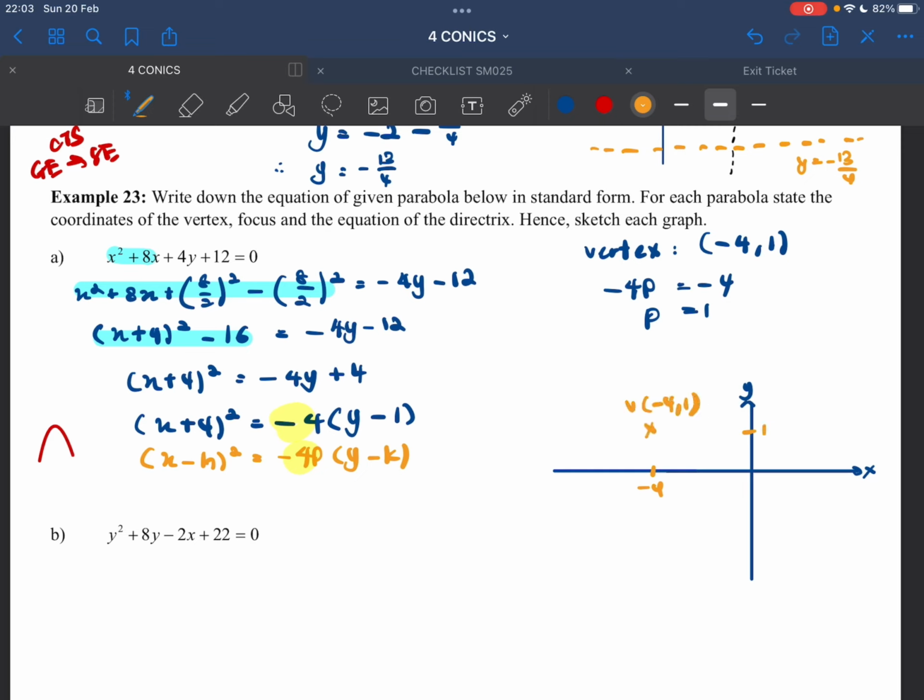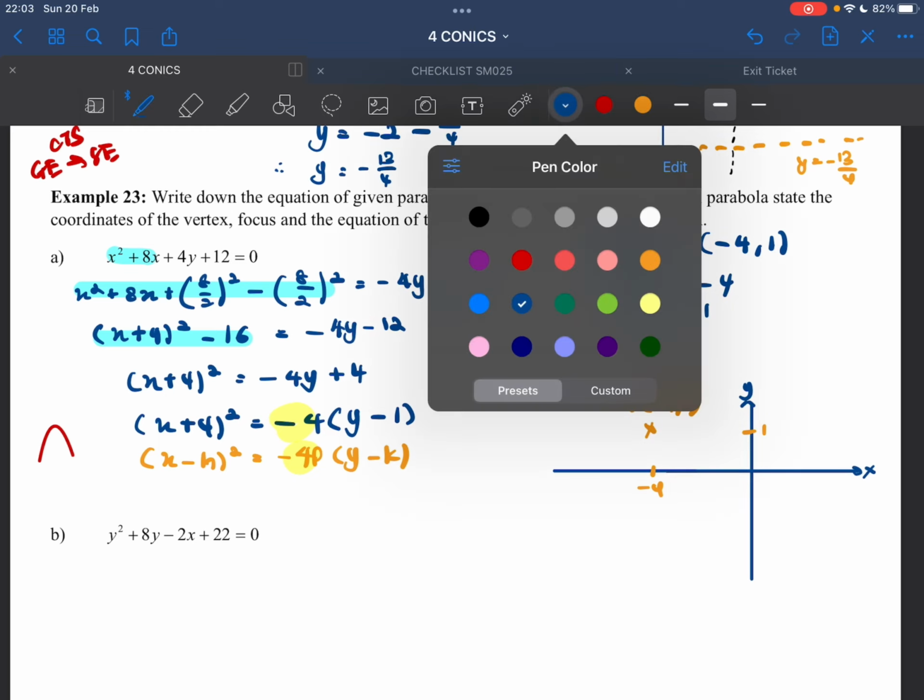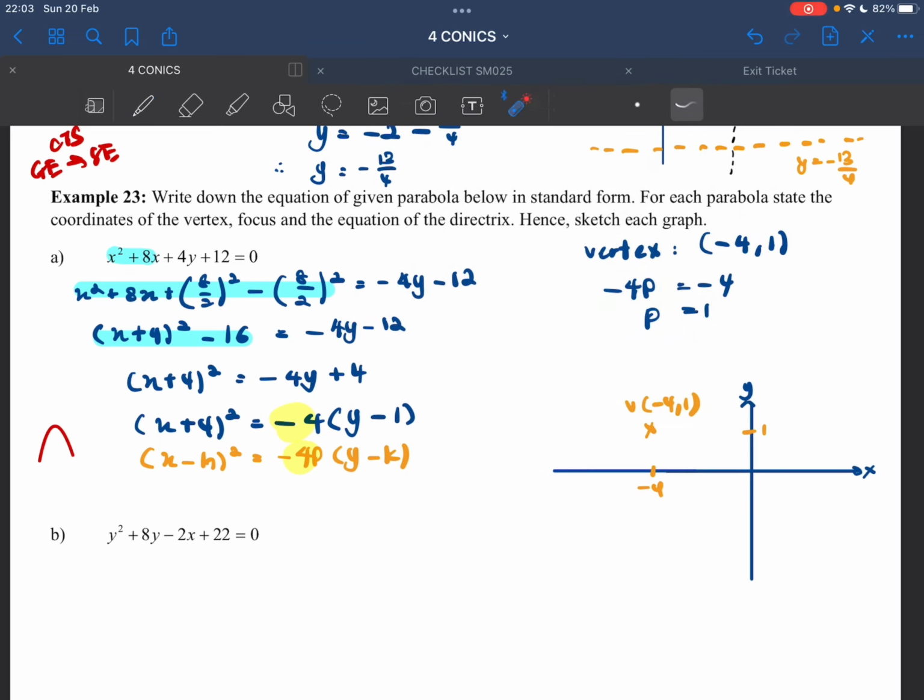Okay, so now let's draw the axis of symmetry to make it easier for us. Since we know that this is open downwards, the axis of symmetry is like this. So let's draw one straight line here, so that we know that the focus lies on that axis. So we know that the shape opens downwards. So your focus may be somewhere here or somewhere here, inside the parabola. So now let's find the focus.